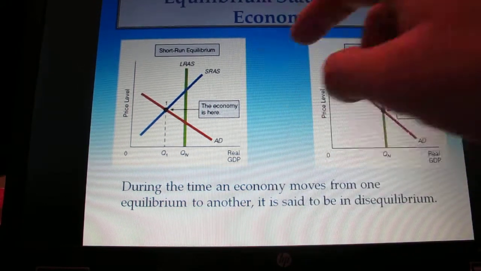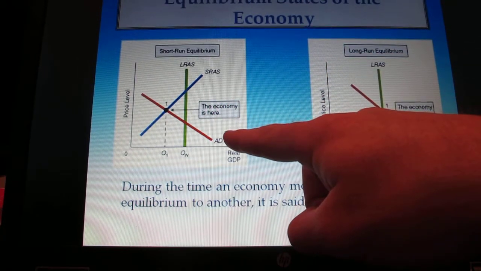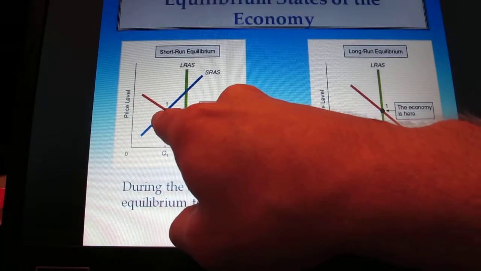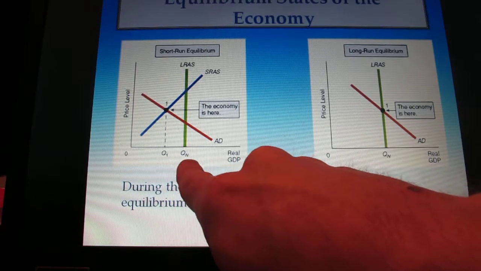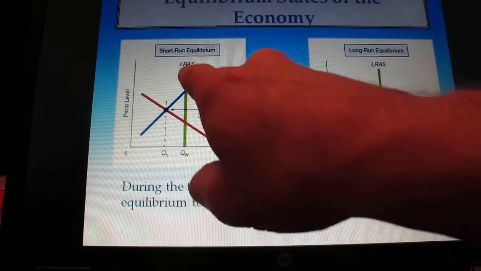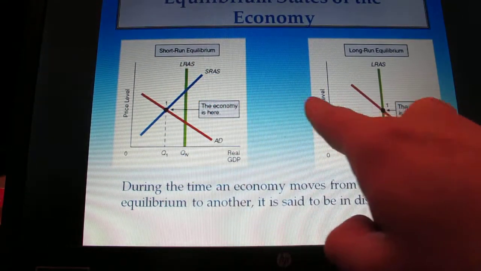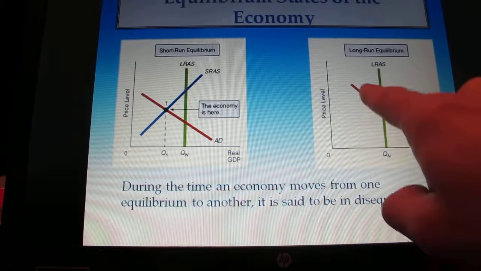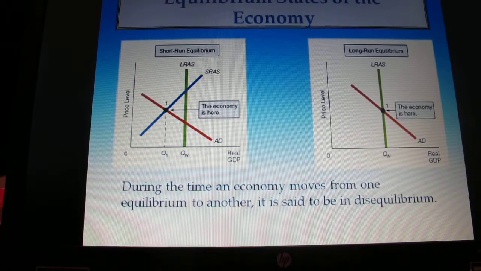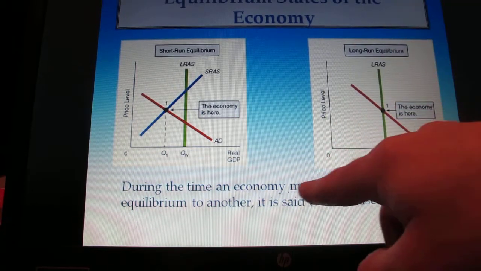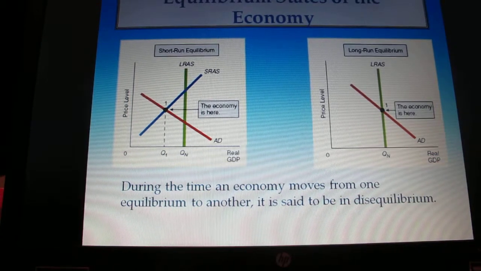This one, I'd ask you, where is our economy in this chart? The economy is here at point 1, but it wants to be here at the long run equilibrium. So this short run equilibrium is here, but the long run equilibrium is where aggregate demand and the long run aggregate supply curve intersect. During the time an economy moves from one equilibrium to another, it is said to be in disequilibrium.